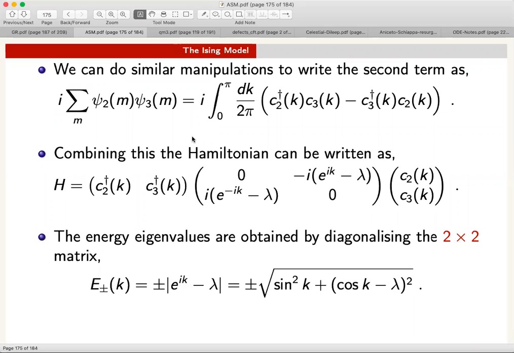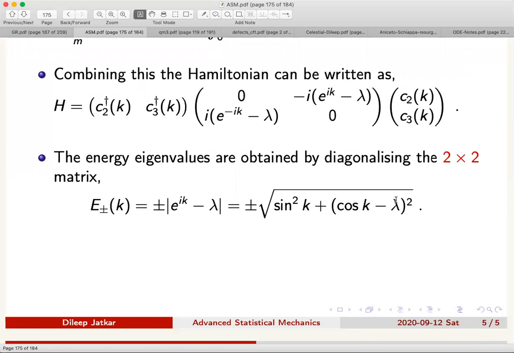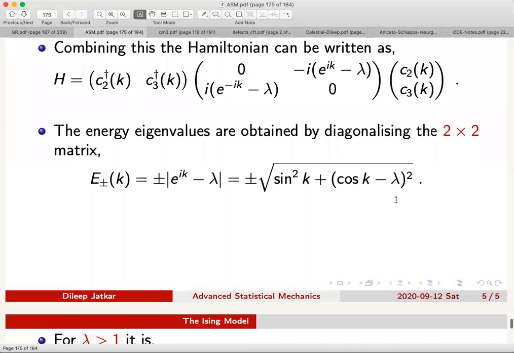Those D's are constructed as some linear combination of C2 and C3. But we don't need to bother about what it is specifically, because we really are interested in the behavior of the energy spectrum rather than the diagonalizing basis. But it's not difficult to find out what D plus and D minus are in terms of C2 and C3. You just use some 2 by 2 matrix multiplying them. But it is not important for our analysis. That's why I haven't given it.